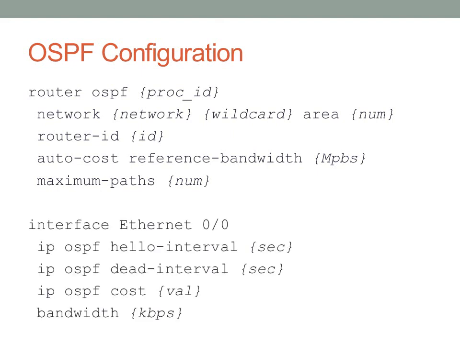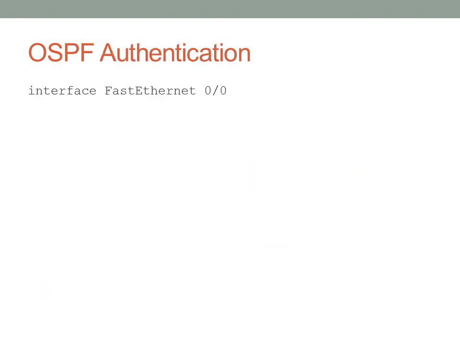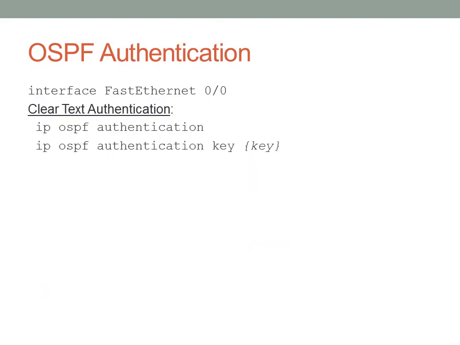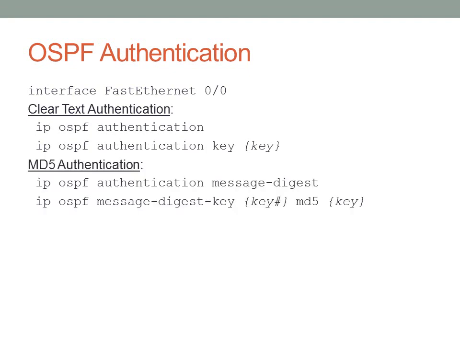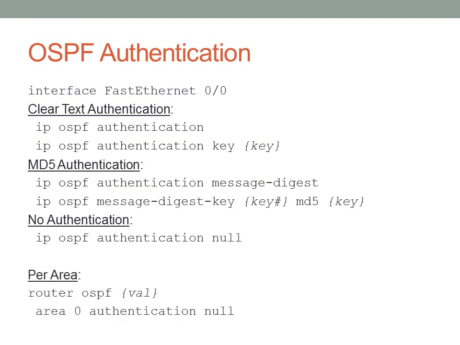Now, if you wanted to configure OSPF on an interface, you can manually set the hello interval, dead interval, cost, and bandwidth on an interface directly. Authentication is a little bit more complicated with OSPF. You can do clear text authentication with a key, like it's shown here. You can do MD5 authentication with a key that's been hashed, or you can do no authentication, which is the default. Also, you can configure authentication for an entire area.